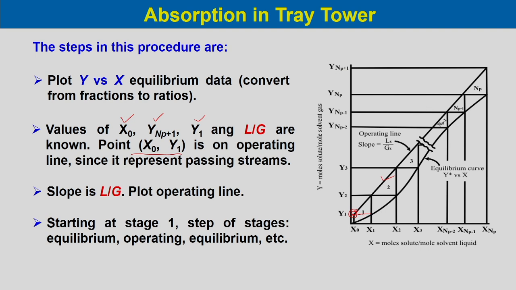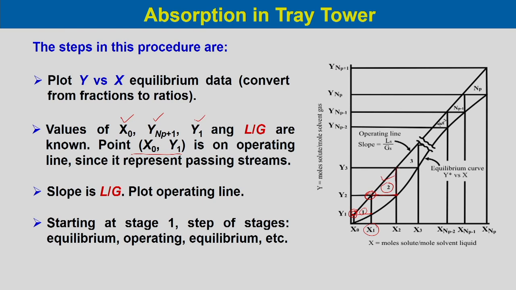So, from the mixing point for a particular tray, if you move to the equilibrium line, this is one tray. So this is the first tray. Now, from this, the liquid with composition x 1 and the gas which passes through that liquid having the composition of Y2, you move to the operating line and then to the equilibrium curve. This is another mixing point, and then you move to the equilibrium curve. So, these two represent the second stage.